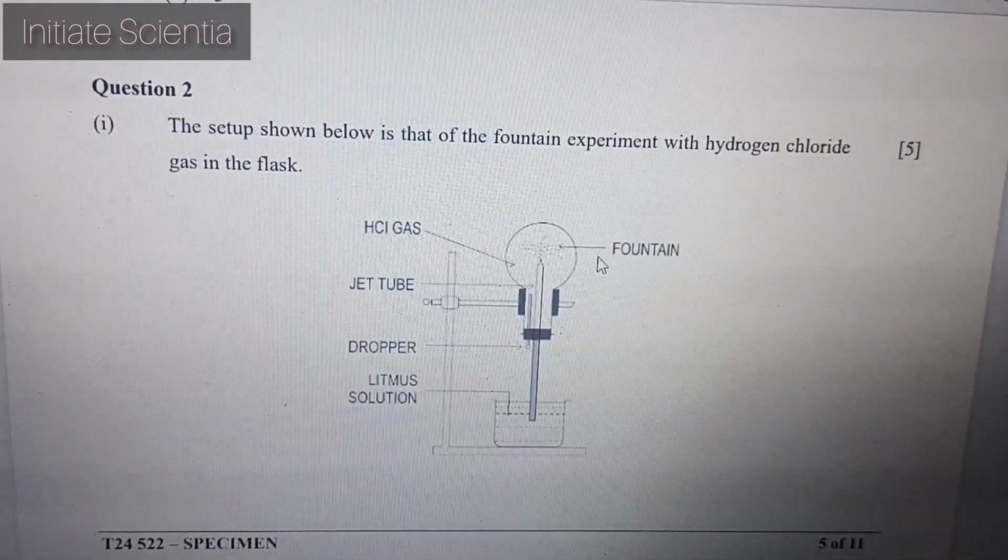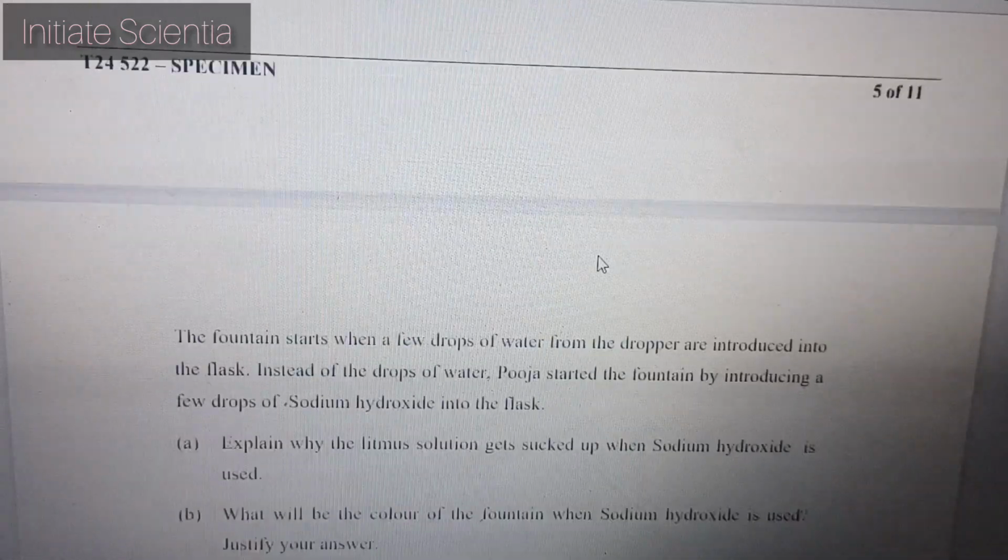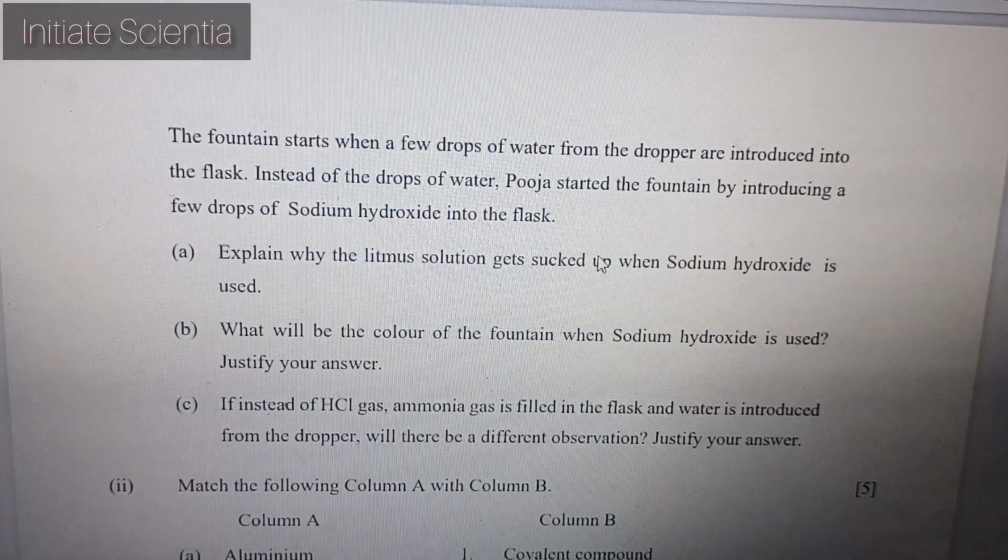Question 2. The setup shown below is that of the fountain experiment with hydrogen chloride gas in the flask. The fountain starts when a few drops of water from the dropper are introduced into the flask. Instead of drops of water, Pooja started the fountain by introducing a few drops of sodium hydroxide into the flask. Explain why the litmus solution gets sucked up when sodium hydroxide is used.